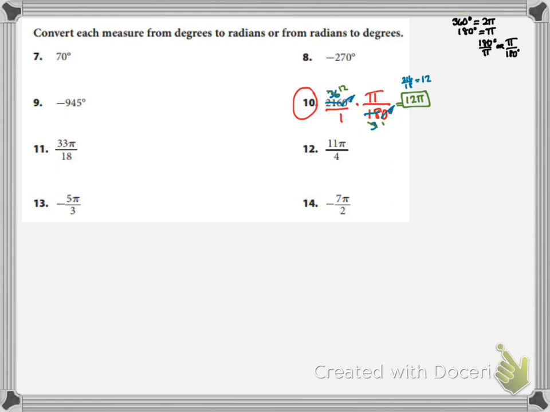So in this problem, I'm trying to get rid of the pi, so the pi goes on the bottom. I'm trying to get some degrees going on, so the degrees go up on top.